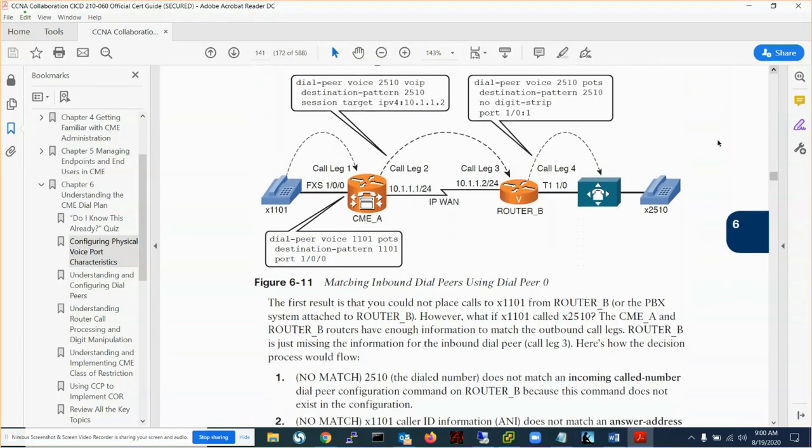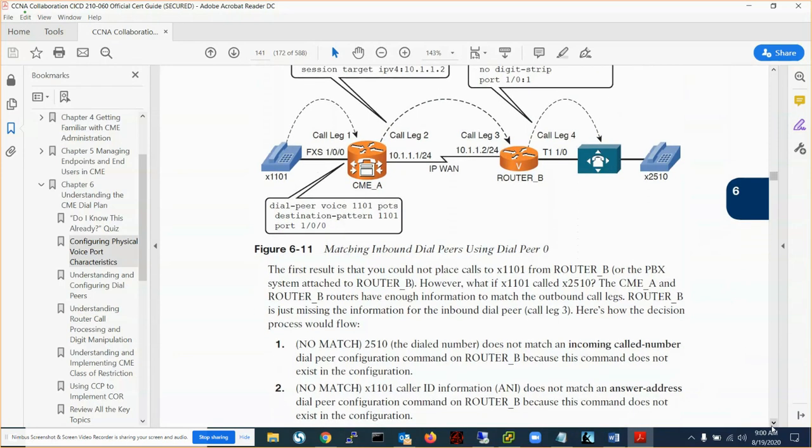You have an outgoing dial pair, but if it was your incoming dial pair, you have no incoming called number command. You're not seeing any incoming on router B, so you're not seeing that command. So there's nothing to match that 2510. You have no incoming called number 2510 or anything like that to match.